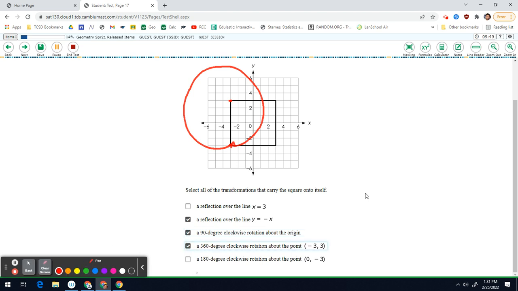And then it says a 180-degree clockwise rotation about 0, negative 3. So let's go to where 0, negative 3 is. 0, negative 3 is down here. If I do a 180 clockwise rotation, that means that this point right here is going to come down to here, a little bit further. The idea is that the angle here will be 180 degrees, right? So that point will be here. This point will be over here, and the square.